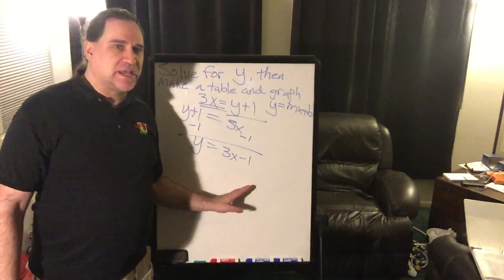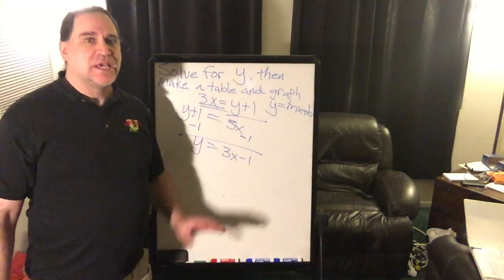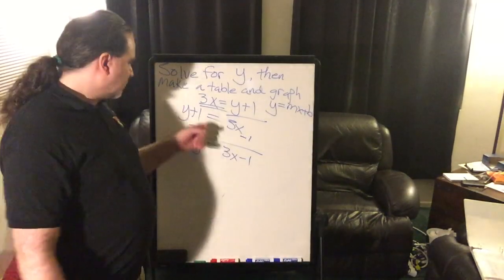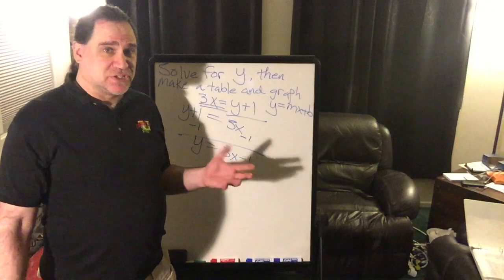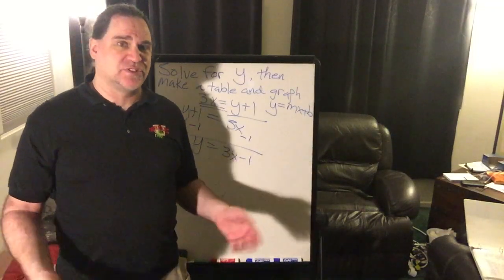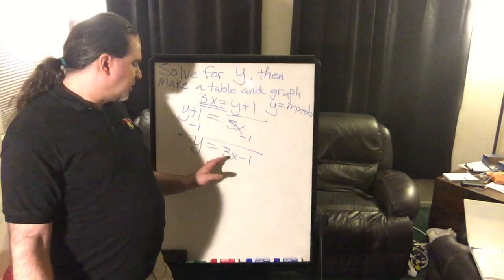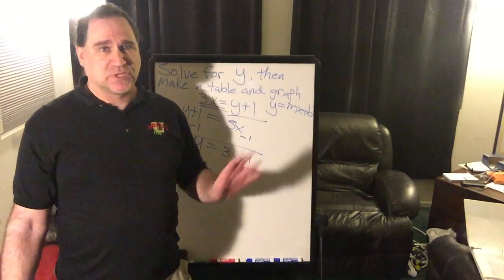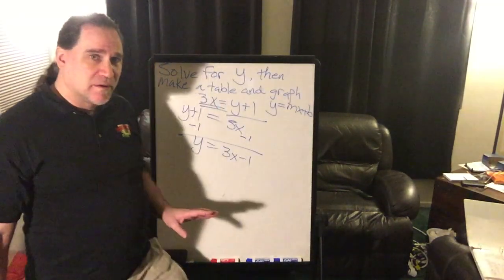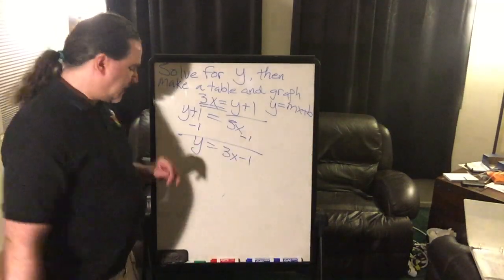I have now created a linear equation in a particular format. This one actually has no name. It's a linear equation, don't get me wrong. It just doesn't have a name. It's just a linear equation. This is a linear equation in a very specifically named form called slope-intercept. We'll talk more about that in the next lesson. All I want to do with it now is make my table.